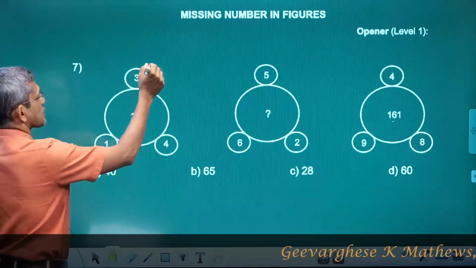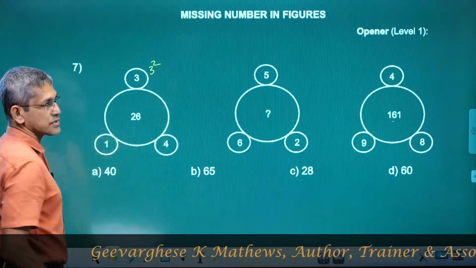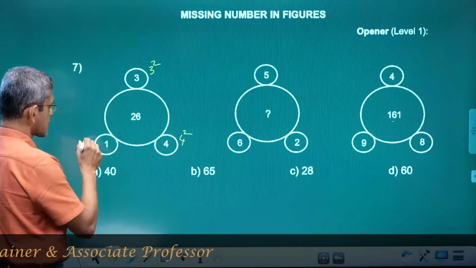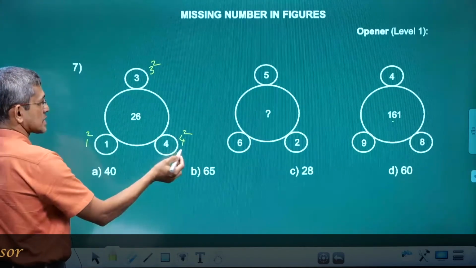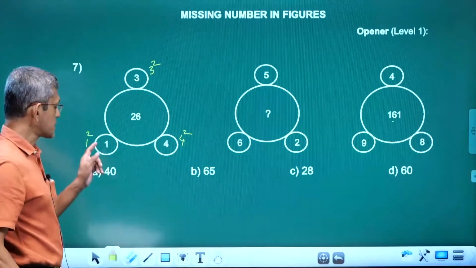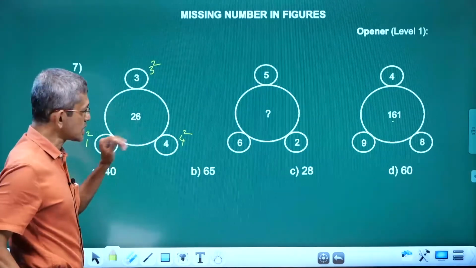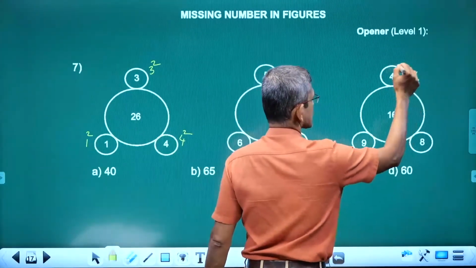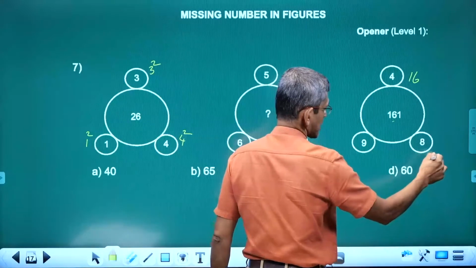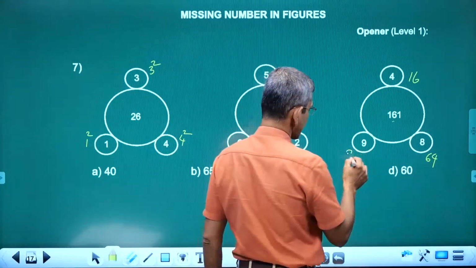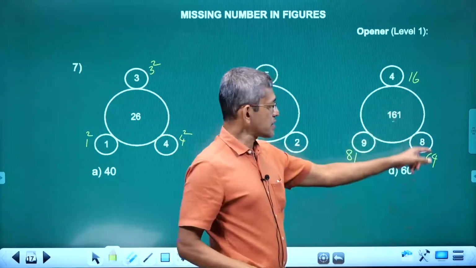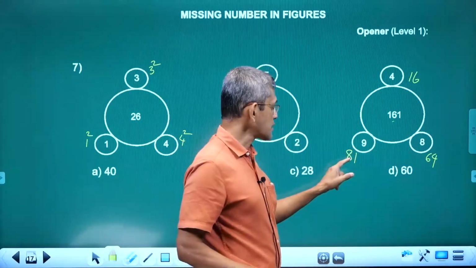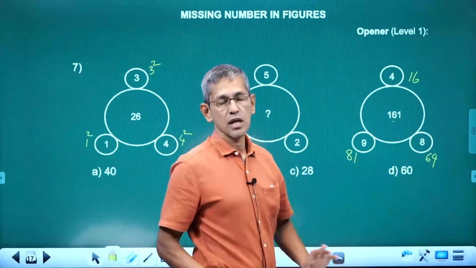So next, I'm just taking the squares. 3 square is 9, and 4 square is 16, and 1 square is 1 itself. So 16 plus 9, 25 plus 1, 26. That is perfectly all right here. But let's take it over there as well. 16, that means 4 square, and 64, that is 8 square, and 81. So 64 and 16, what do you get? 80. 80 plus 81, 161. Done. So that's a pattern.